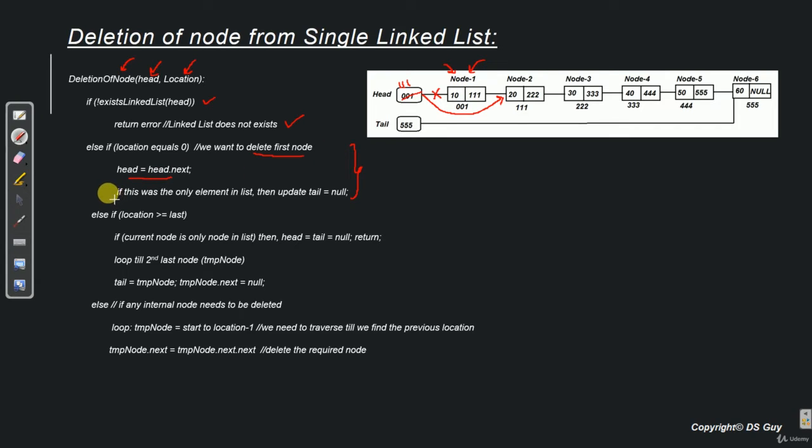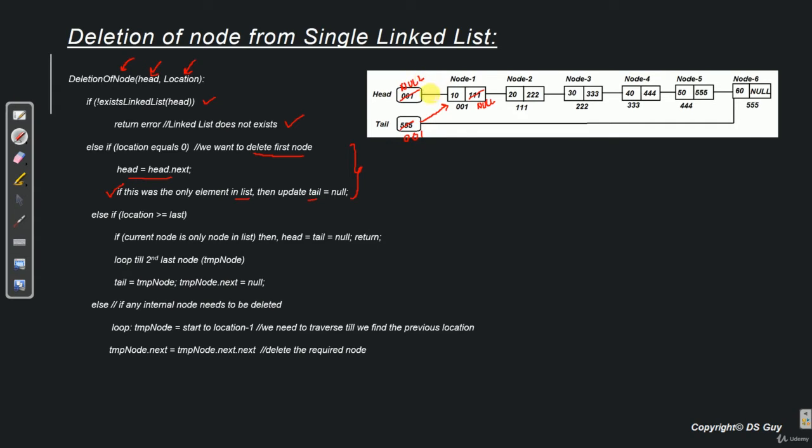Now the second subcondition is if this was the only element in the list, then we do something else. That is, if node 1 is the only node, in that case tail will be pointing to node 1 as well, because node 1 is the first as well as the last node. So we will have node 1 here. In that case, what we need to do is the same thing, that is head equals head.next. So head.next will be null in that case because there are no more nodes after this. Now head equals head.next means we have to update head to null.